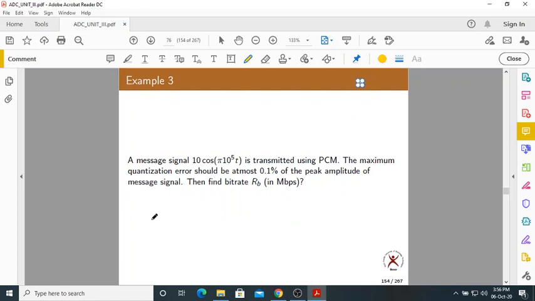So there is one more example. A message signal like this is transmitted using PCM. The maximum quantization error should be at most 0.1% of the peak amplitude of the message signal. Find the bit rate. Okay, you solve this.